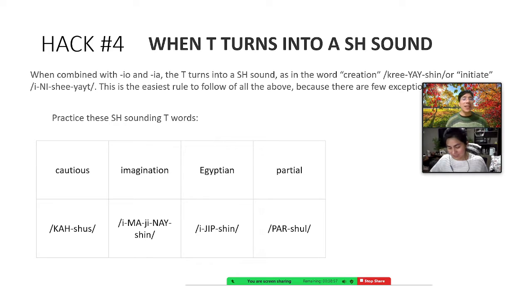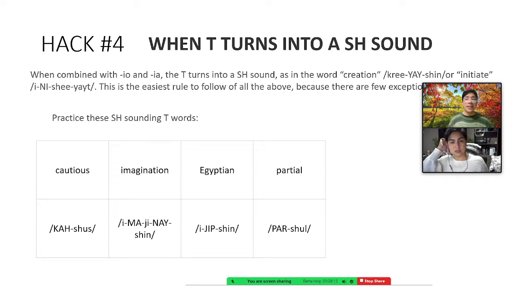So when combined with EO and EA, the T turns into sh. For example, creation. No, it's not creation. We say creation. Okay, please repeat. Cautious is not cautious. We say cautious. Cautious. Cautious. Yes. Cautious. Imagine. Imagination. Egypt. Egyptian.